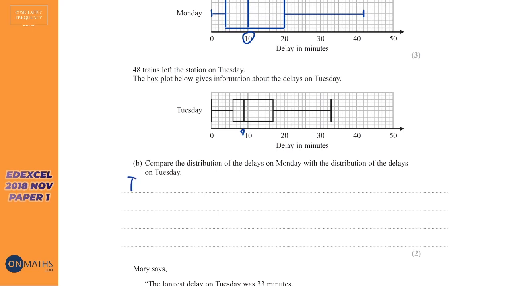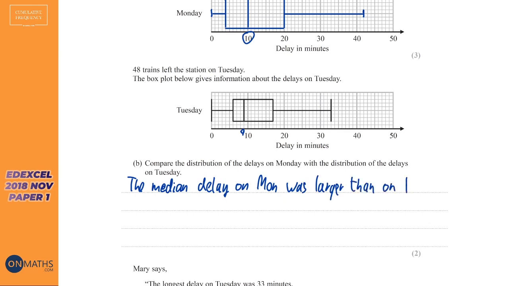So I just write the median, what's this about? Delay on Monday was larger than on Tuesday. Fine. And you could say on average the delay on Monday was larger than Tuesday.